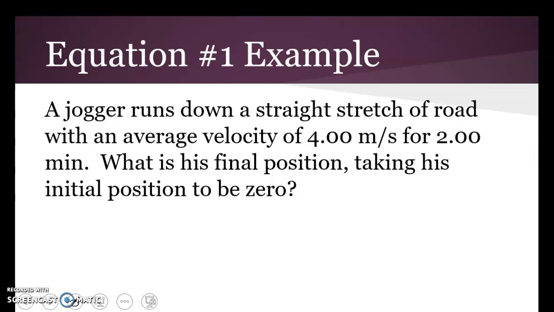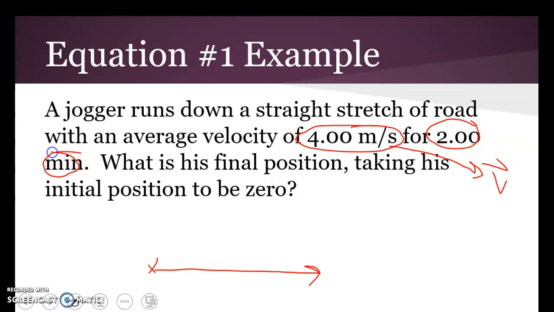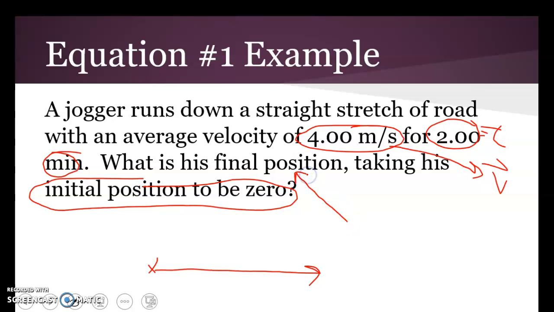Now, we're assuming that acceleration is constant using this equation. So here's an example. A jogger runs down a straight stretch of road with an average velocity of 4 meters per second for 2 minutes. What is his final position, taking his initial position to be 0? So here's our jogger, and he's running this way. Okay, there's my picture, nothing fancy. I know this is average velocity. I know my 2 minutes is time. And I know my initial position to be 0. And I'm trying to find my final position.